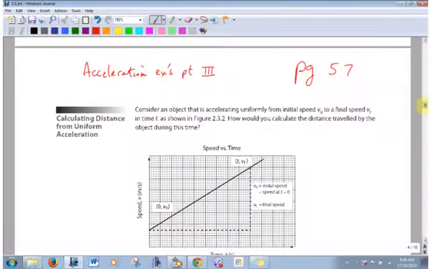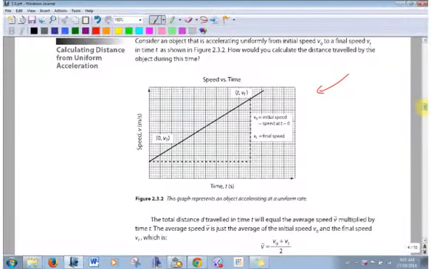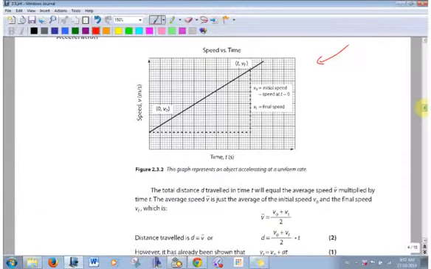Page 57. We've seen this. I've explained it more than once, okay? Graphing, yes, you're going to have some questions like that on your test, which is not for a while.